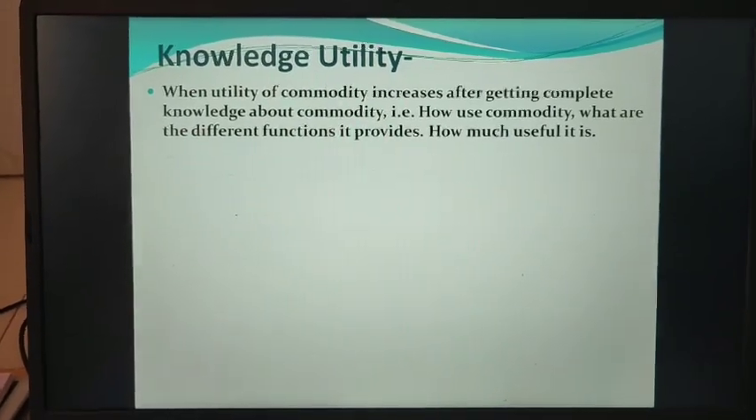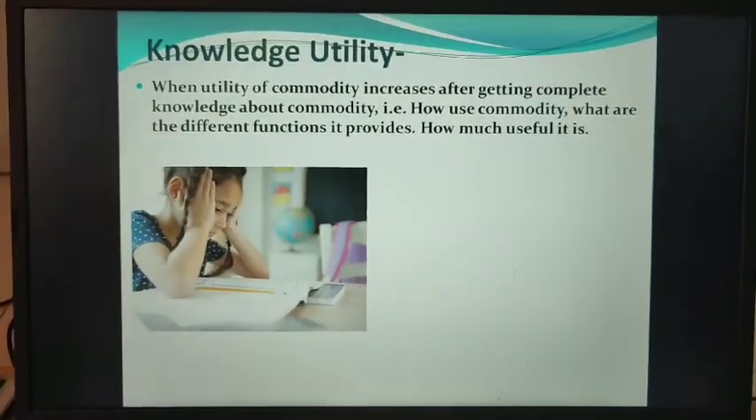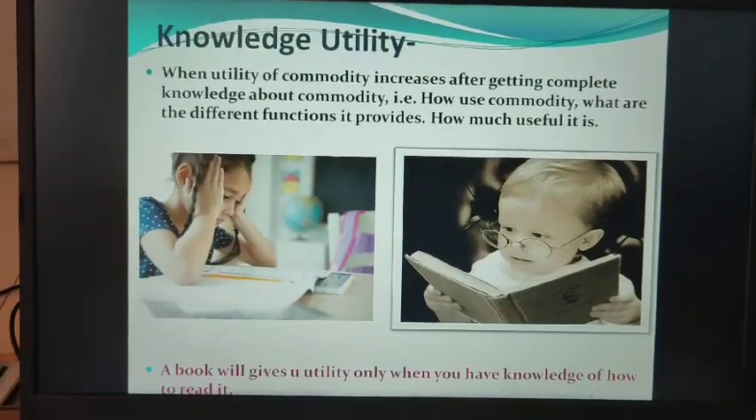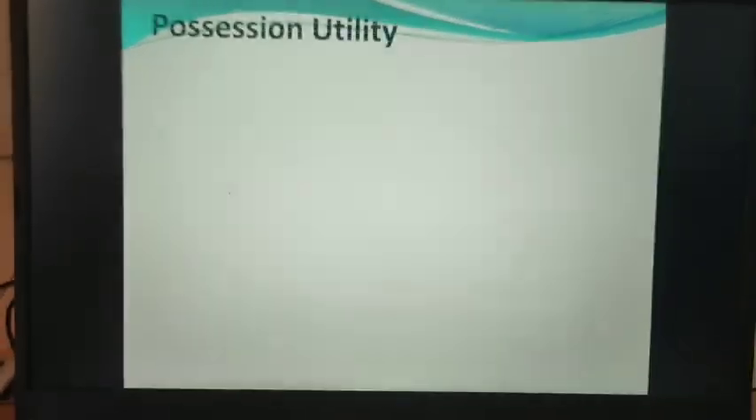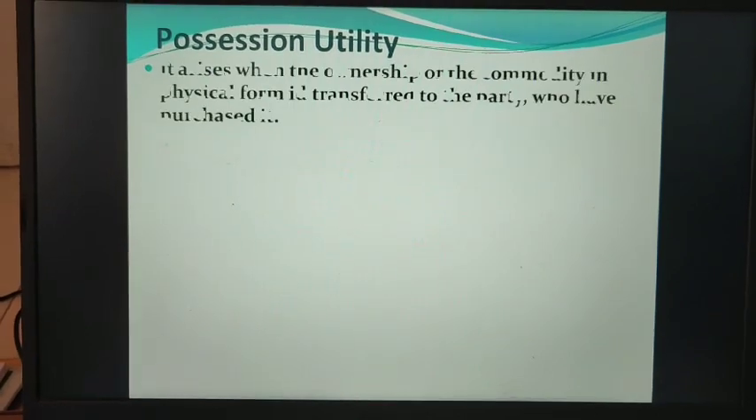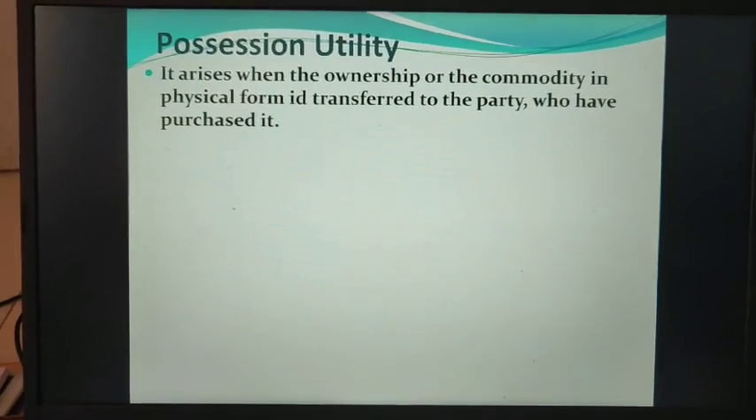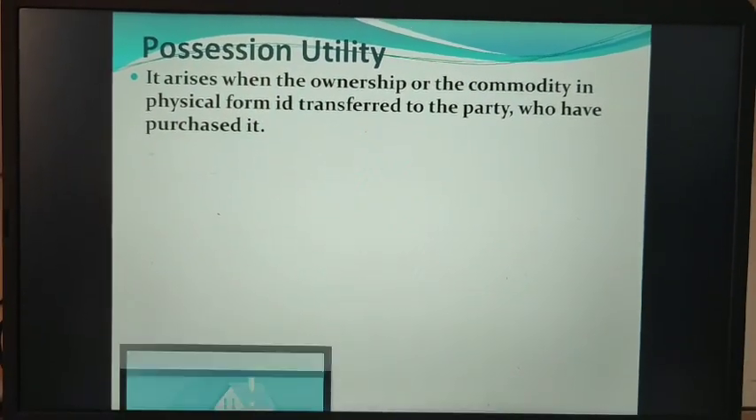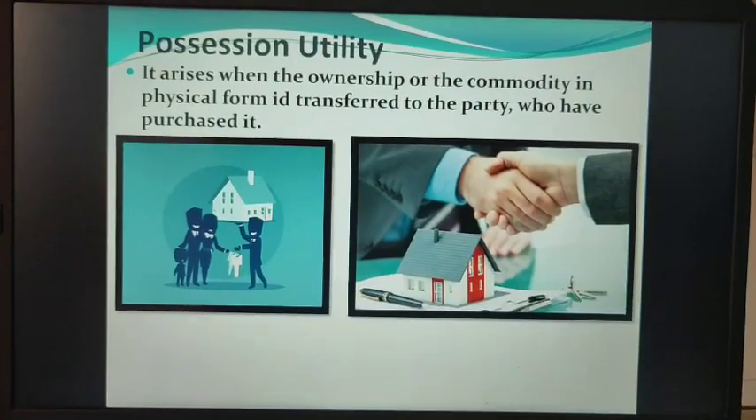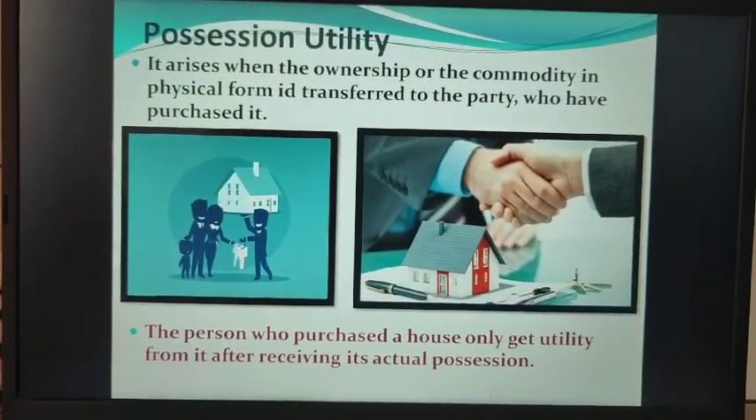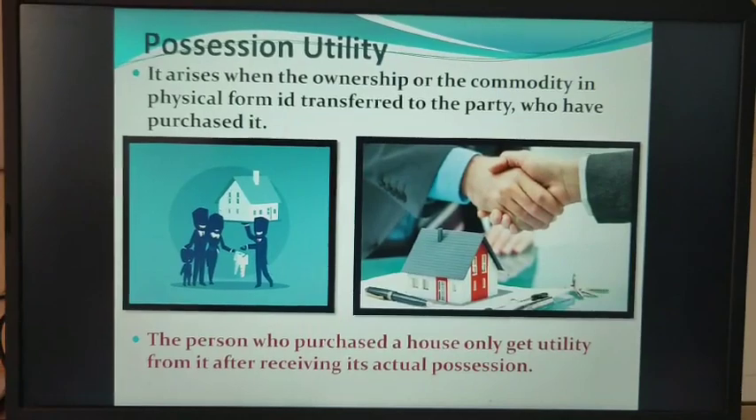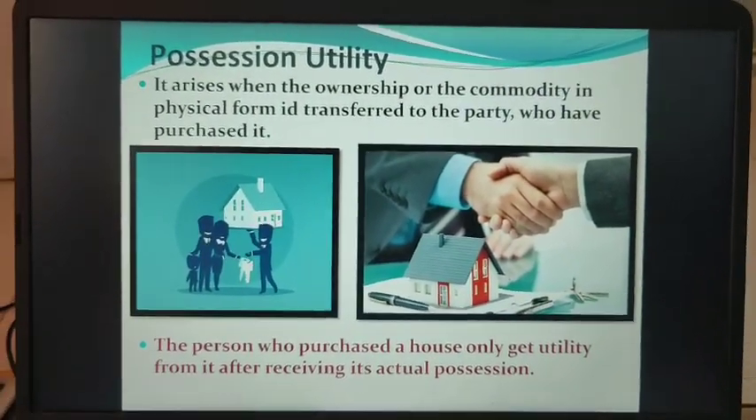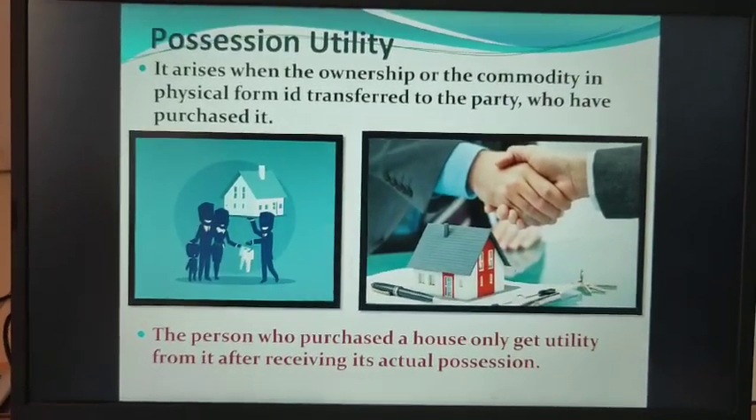Knowledge utility. When we possess the knowledge about the product, we can use it in a more proper way, we can satisfy our want in a more proper way, right? So it is about the knowledge. And next is our possession utility. It arises when we get the actual possession, meaning physically the commodity is present with me. Okay, so here we have finished with the forms of utility. Tomorrow our discussion will be on total utility and marginal utility and the law of diminishing marginal utility. Okay, thank you.